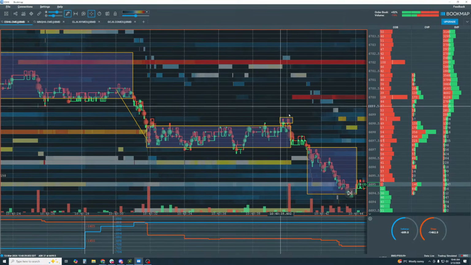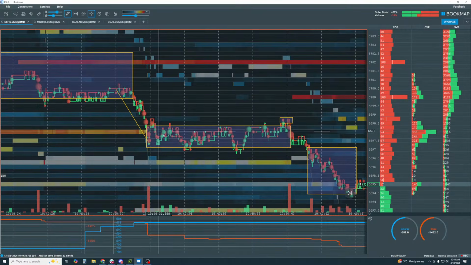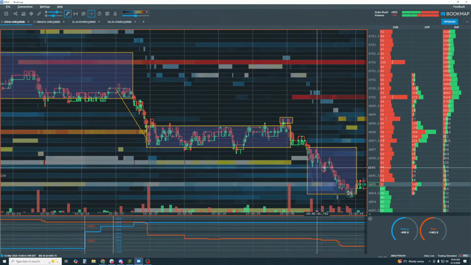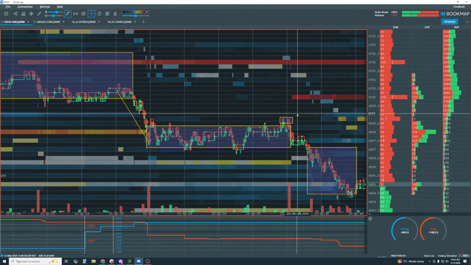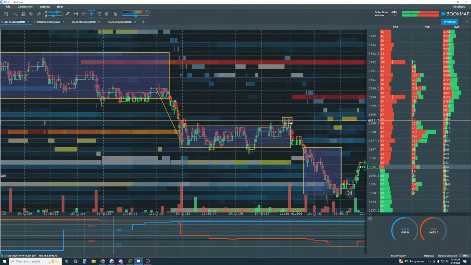Now, if there's no buyers in here, what are we looking for? Okay, we're looking for this to be impulse move, pullback or chop, followed by another impulse move. That's what we're looking for. Okay, we're looking for that continuation. And we got it. Right. So a lot of things can happen in here.